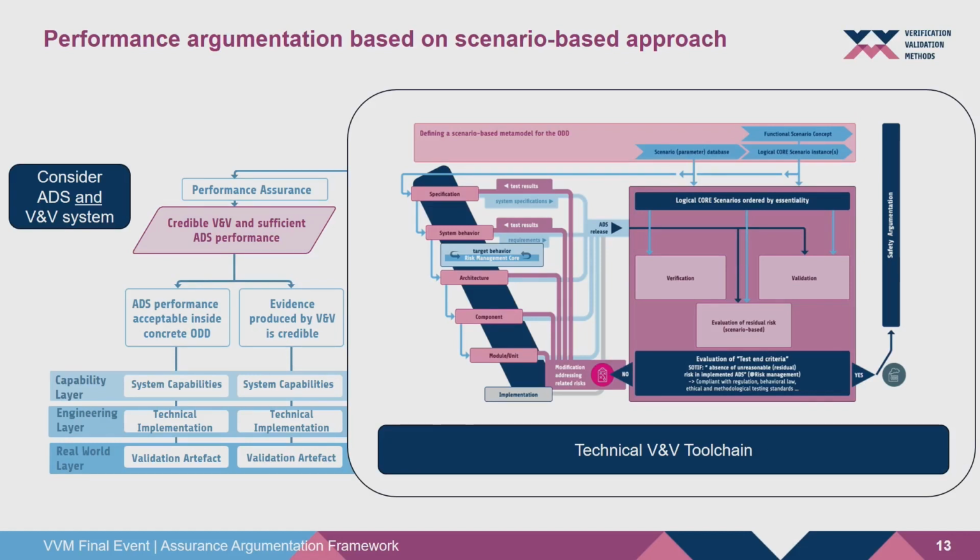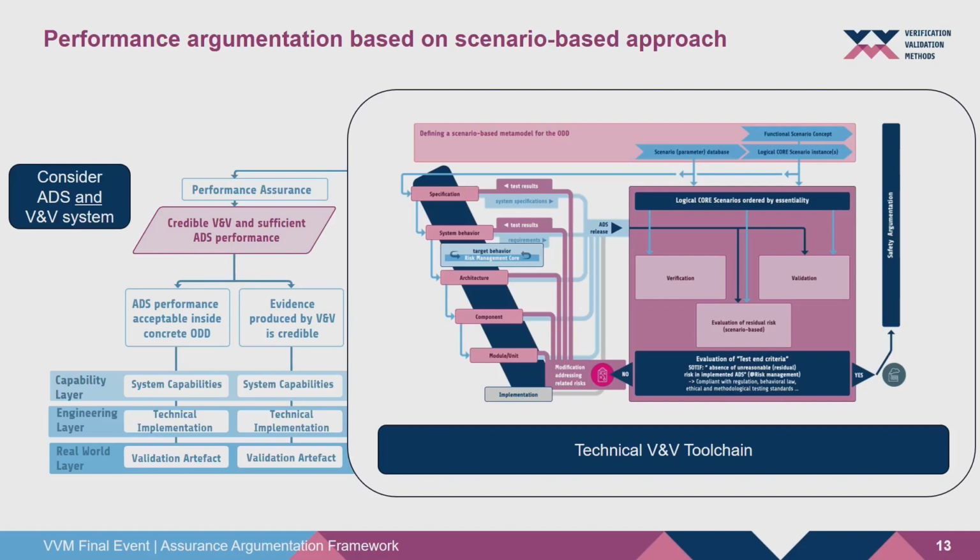The next decomposition going into the performance assurance branch, we have two sub-branches where we're dealing with the performance of two different types of systems. The ADS, what we are most interested in obviously, and the V&V system, so the verification and validation system. For the ADS side, what the argumentation is built upon is the definition of capabilities for a safe target behavior, its technical implementation into a system, and evidence that substantiates the real-world performance through validation. These three aspects are part of the scenario-based approach of VVM and will be dealt with in much more detail in the immediate next talk by Helmut Schittenhelm.